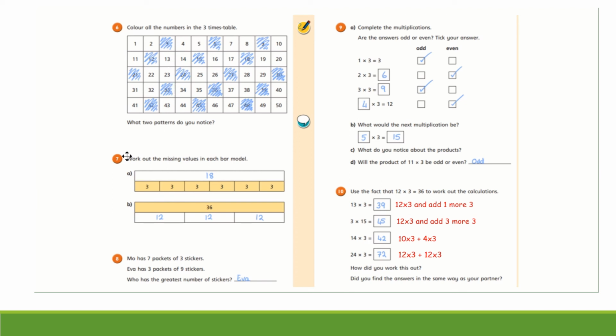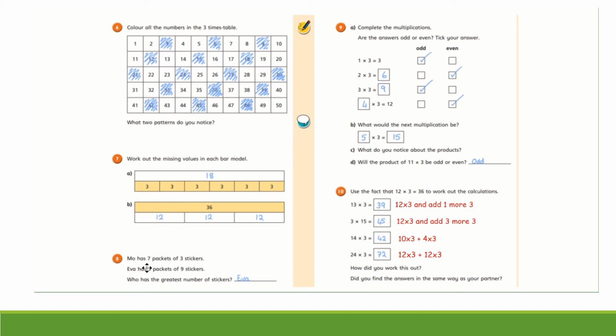Let's look at number 7. Work out the missing values in each bar. So in this bar we had 1, 2, 3, 4, 5, 6. And we know that 6 lots of 3s give us a total of 18. So the answer was 18. And B, they gave us the whole part, which was 36. And we know that 36, when divided into 3 parts, each part is going to be 12.